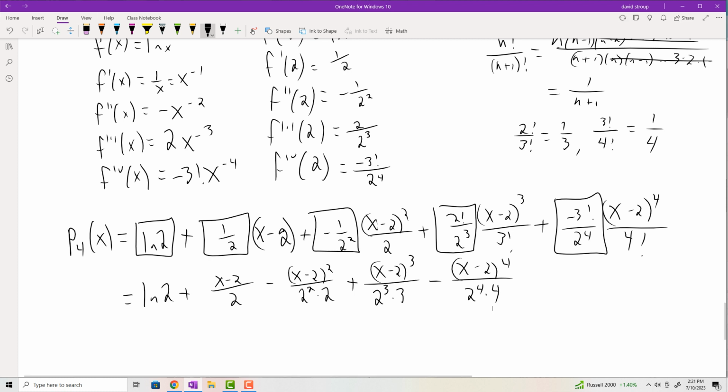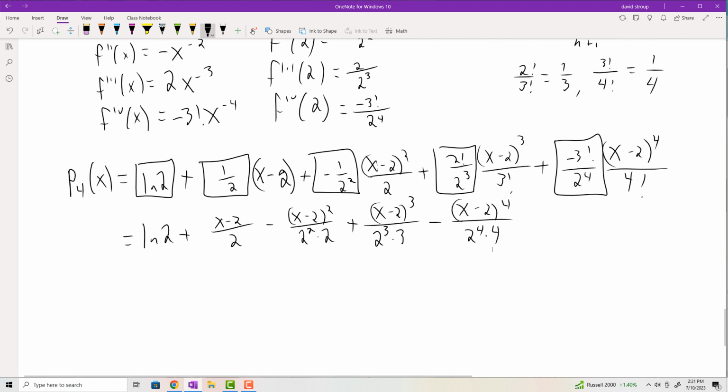So why would I care? It's because eventually we want to put this stuff in the summation notation, and this is going to help you identify the form. Here we wouldn't really bother, but if I wanted to write it, it would be ln of 2 plus the sum from n equals 1 to 4 of x minus 2 to the n all over 2 to the n times n.